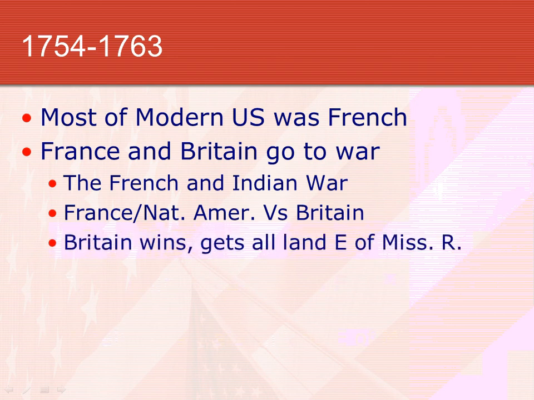Great Britain wins the war and gets all the land east of the Mississippi River. Great Britain wins, mainly because France doesn't have that many people in the Americas. They had a lot of land, but not a lot of people. So Britain wins. And Britain gets all the land east of the Mississippi River.